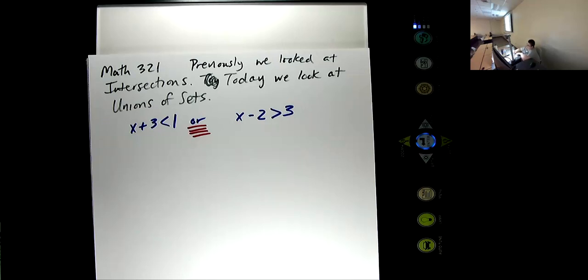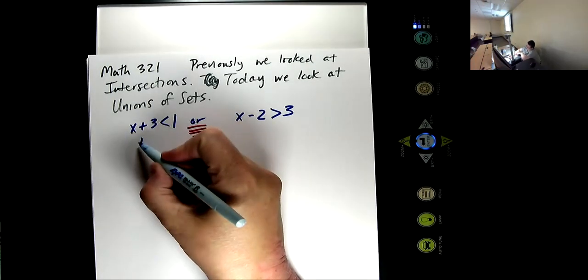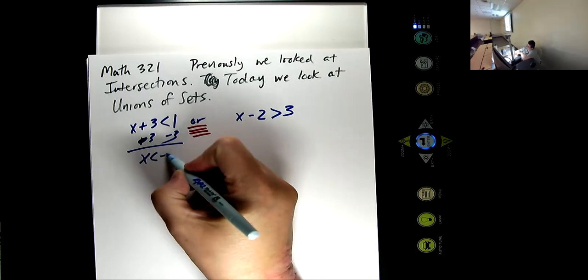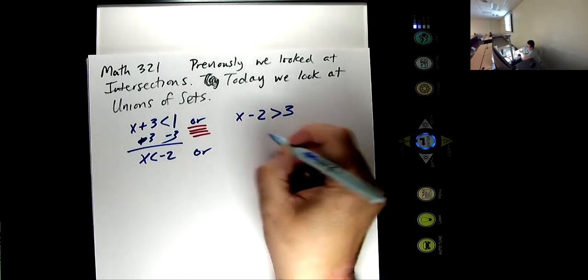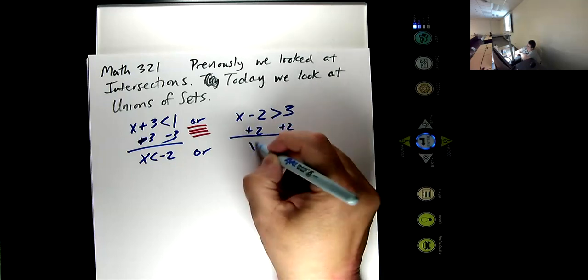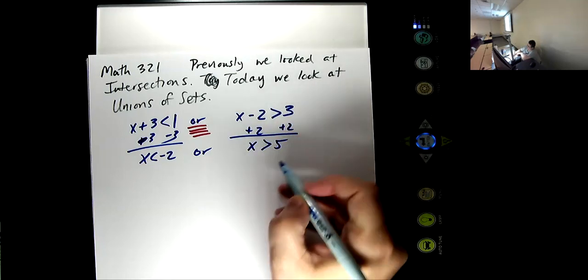So we solve them normally. Here we would subtract 3 from both sides, and we get x is less than -2. Or we add 2 to both sides here, and we get x is greater than 5.